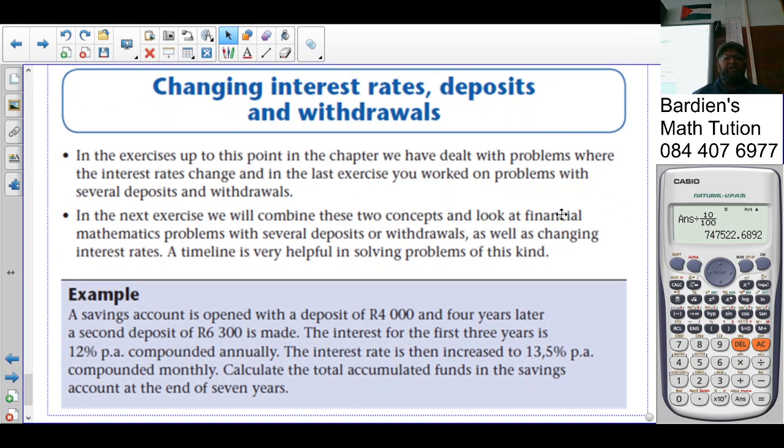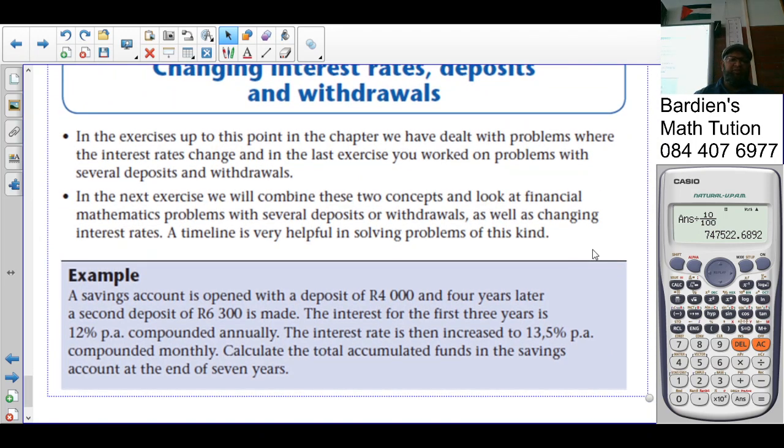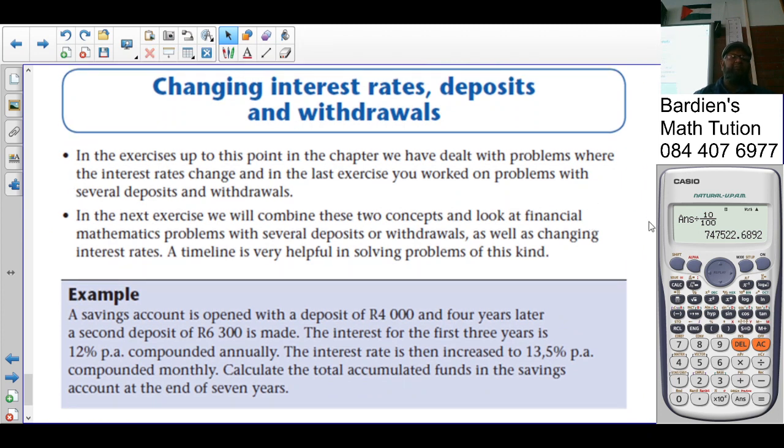Okay, now we're looking at changing interest rates, deposits and withdrawals. So now your timeline is going to become a bit busier. And you'll see now how useful the timeline actually is to us. Because I know the sums we've dealt with thus far, you could have done it without the timeline. Not so? But use the timeline. When using the timeline in that case, it now builds your confidence in using the timeline. Okay, so you'll see now it will become just a bit busier.